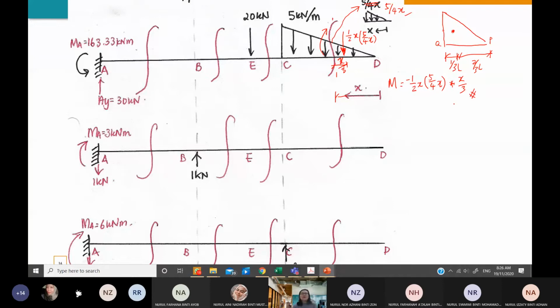Then I would like to move to cut section 4 for my M4. I found that from the right section, there is no loading at all. So I put a 0 for my moment. Are you clear, class?